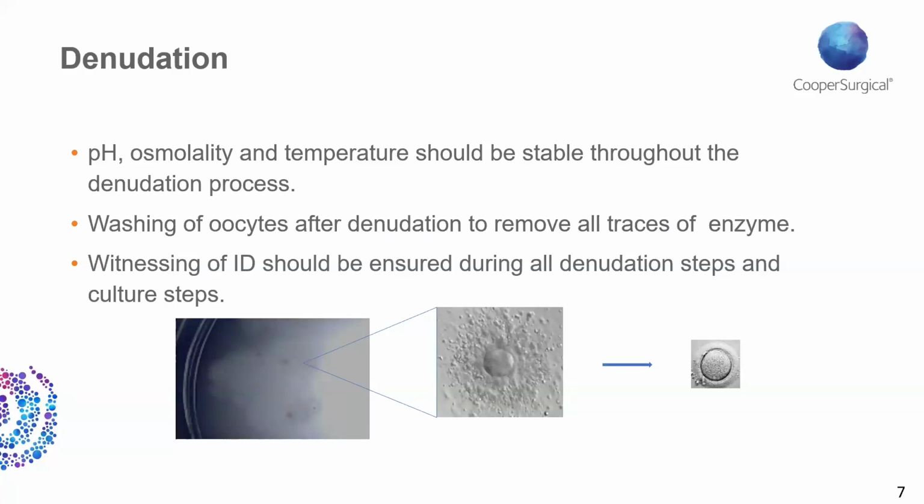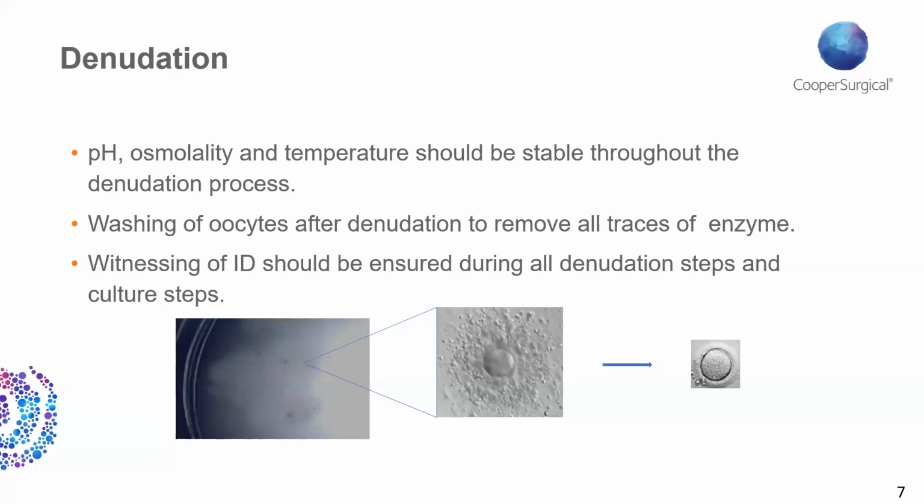But just to stress here that the dishes that you make for denudation have to be appropriate for the time scale that you're going to use to do that denudation process. So the big temptation is, of course, to put a lot of cumulus oocyte complexes in one drop, and that might take a considerable amount of time to strip away the cumulus cells. So be aware when you're making those dishes to make them appropriate for the time at which you're going to be involved in the stripping process itself.